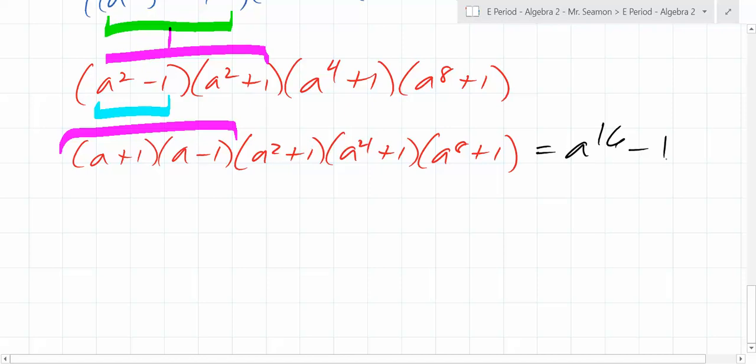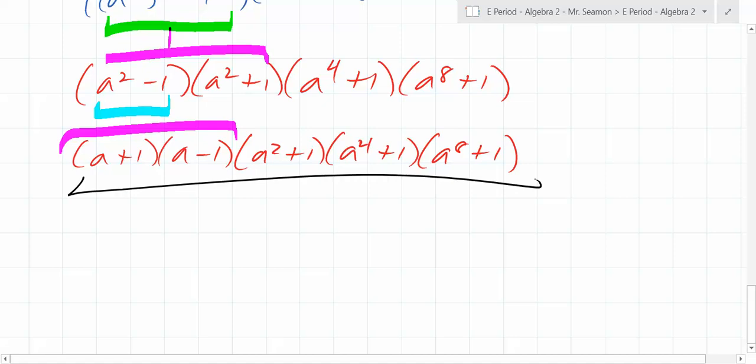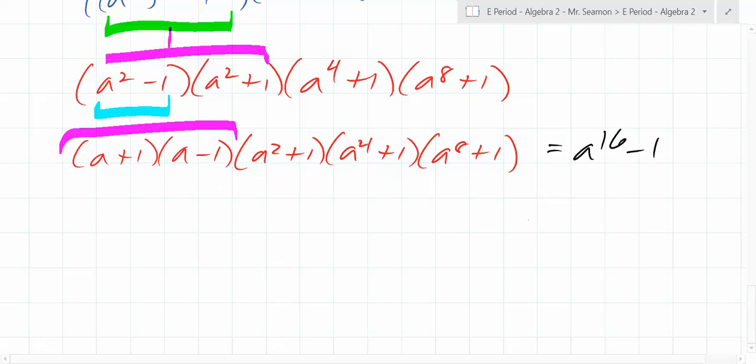What's really interesting about it is, going from here to here, that seemed annoying, right? Do you agree it seemed a little annoying? You know what's worse? Let's say I gave you this and said, what does that equal? You would have to FOIL, right? And hopefully everything cancels, right? But what does that equal? A to the 16th minus 1. It's pretty cool. It's a cool question. No, it's not, but nice.